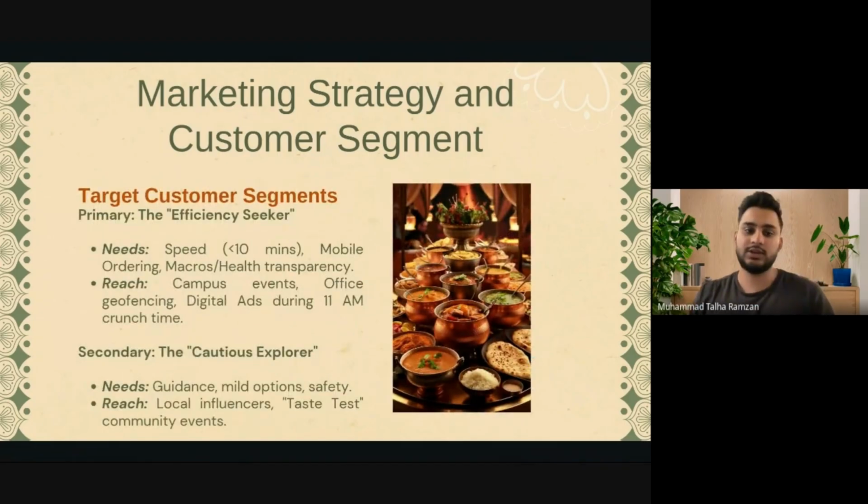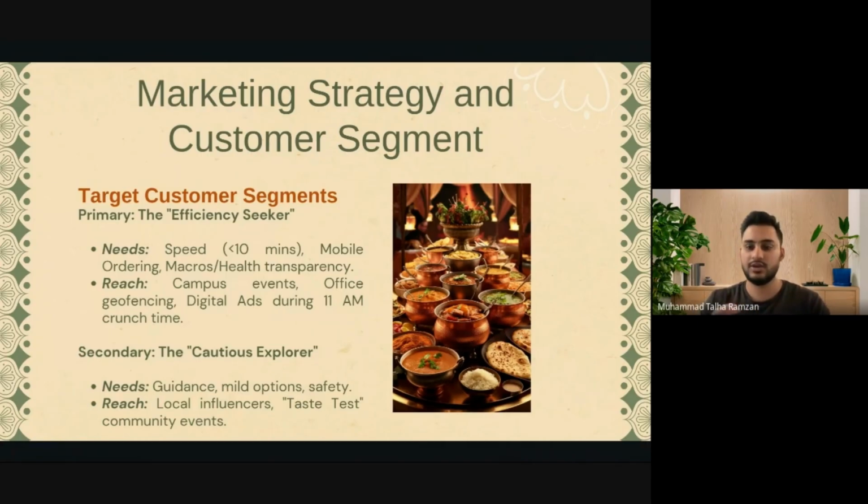And so the target customer segmentation: we have two types of customers. The first is the efficiency seeker, the people who need a very fast service. They need online ordering, mobile ordering. So it's like campus events, and how we reach them is through campus events, because the clientele is mostly students. Then we do office geofencing and digital ads.